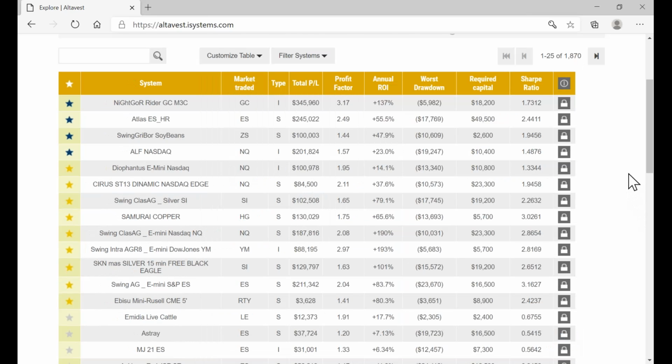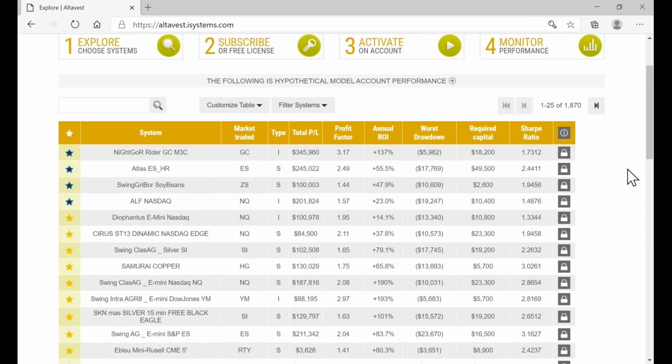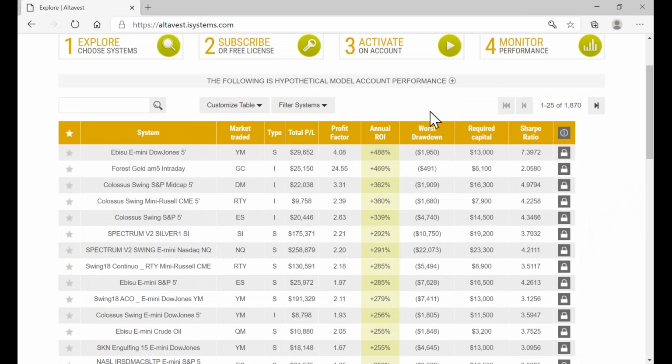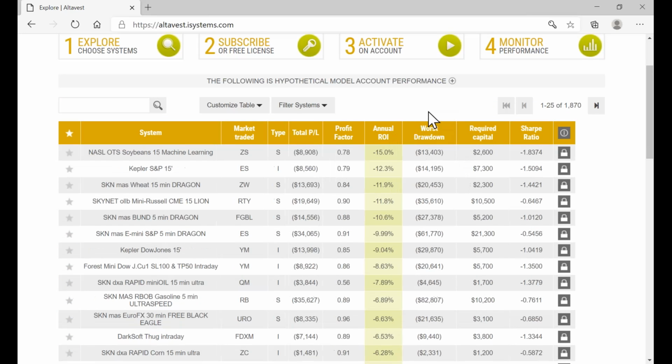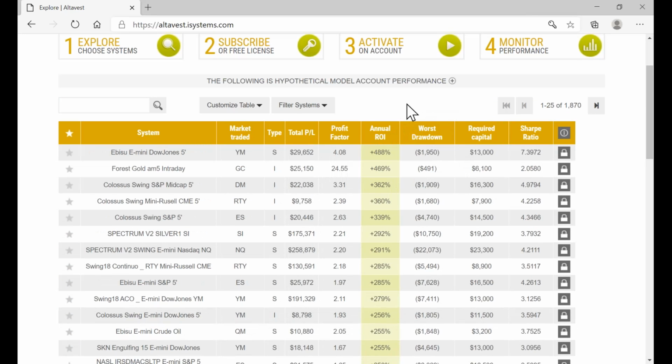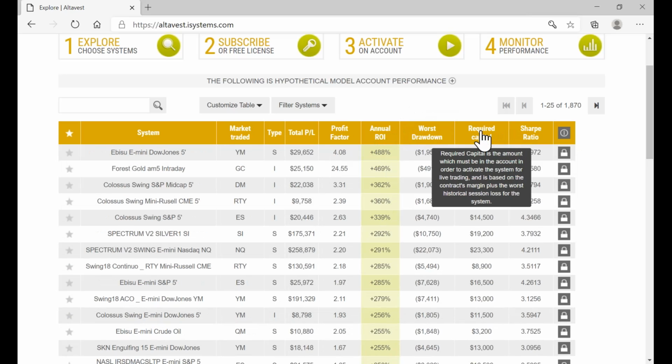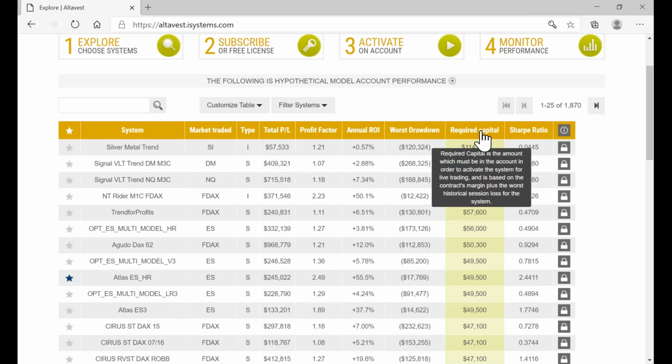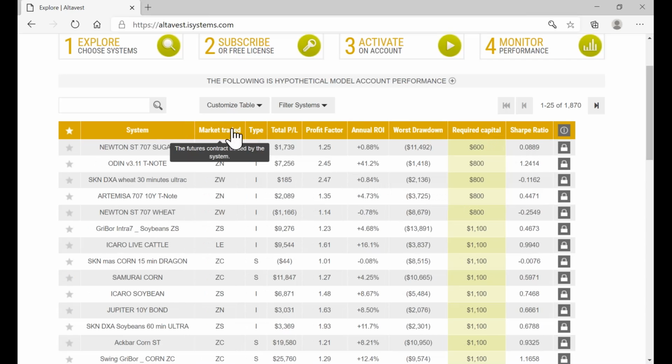And now you'll see that table is custom the way you want it, and it stays that way every time you come back until you reset it. You can also use a sort in ascending or descending order just by clicking on any of those headings. So you'll see some of these systems here have some enormous numbers, annualized return on investment over 400% on some of these systems. Required capital amounts, you can filter ascending, descending, whatever it might be.